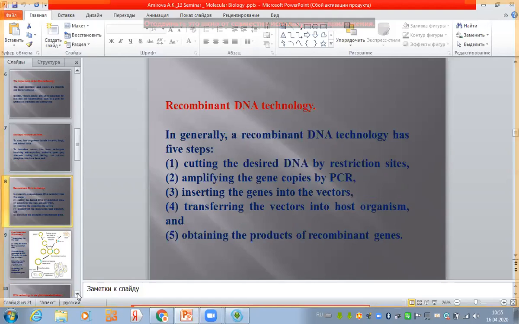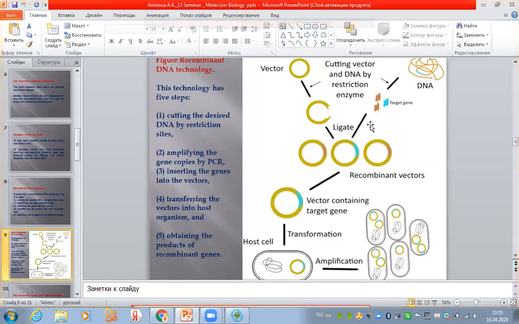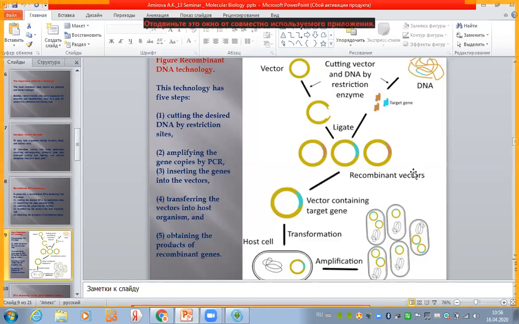Recombinant DNA technology has five steps. First step, cutting the desired DNA by restriction enzymes from any organism, and cutting the vectors by the same restriction enzymes, and amplifying the gene copies by PCR, and inserting these genes of interest into the vectors, and obtaining the recombinant DNA vectors.